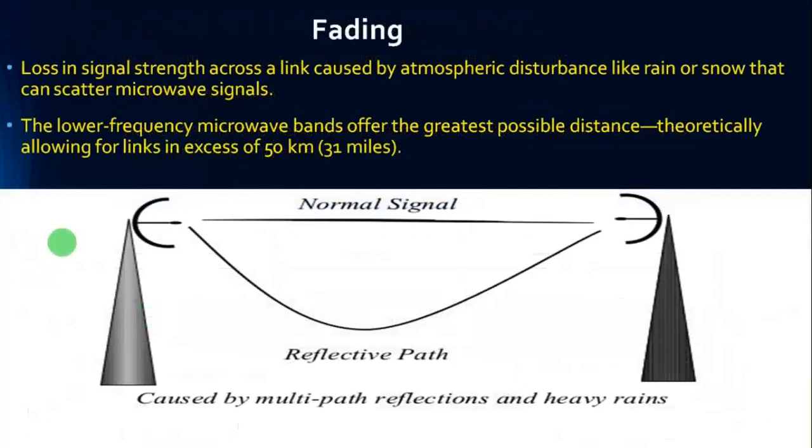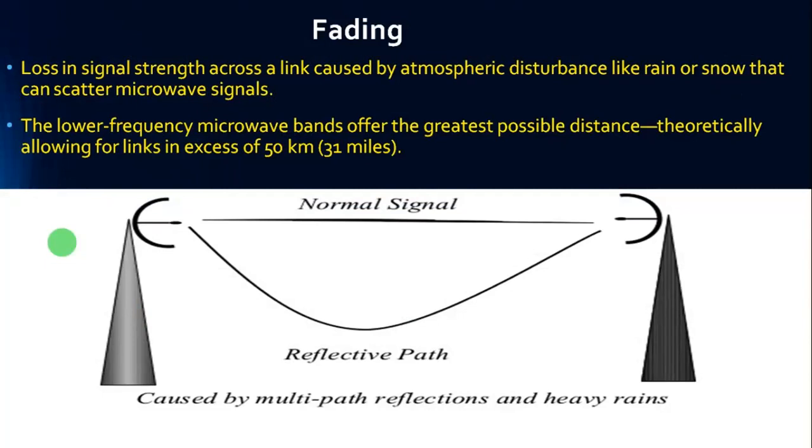Now, fading. What is fading? Fading is the loss of signal strength across the link caused by atmospheric disturbance like rain or snow that can scatter the microwave signal. The lower frequency microwave bands offer the greatest possible distance, theoretically allowing links in excess of 50 kilometers or 30 miles.